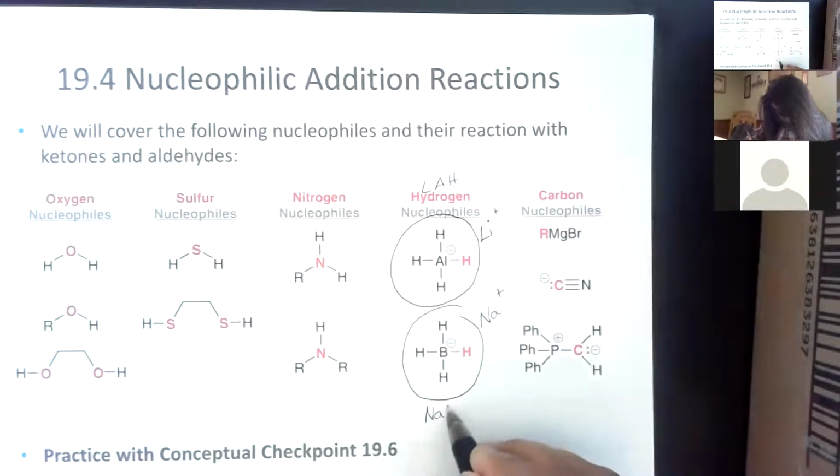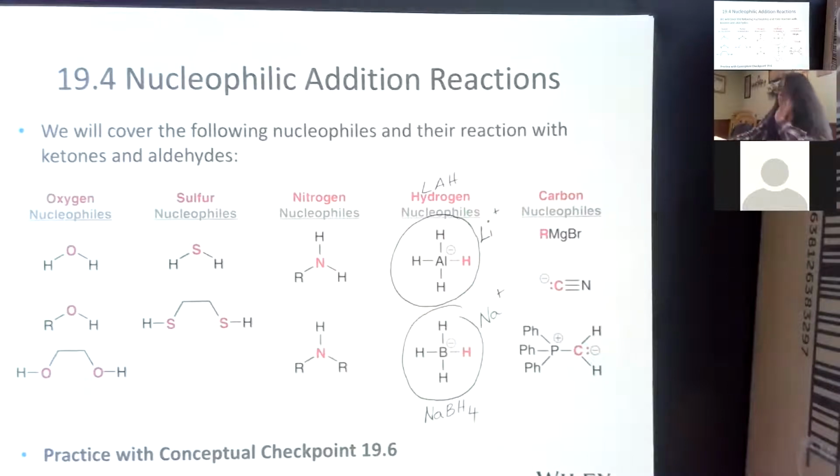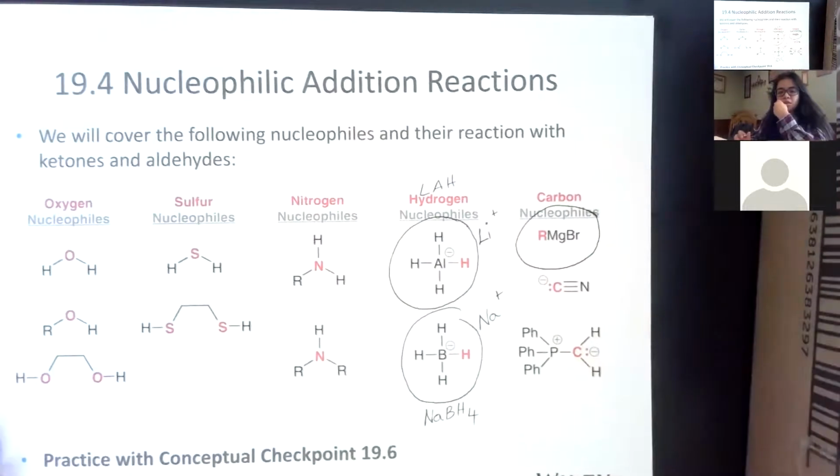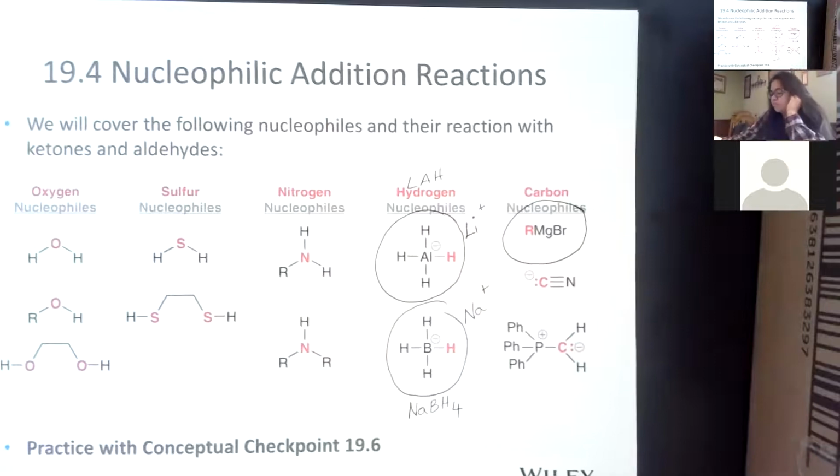This is NaBH4. What are they? They are reducing agents. And if you go back to those chapters, you've seen those mechanisms before. So it's not new, and we've seen this quite a bit. We just saw it a few minutes back.